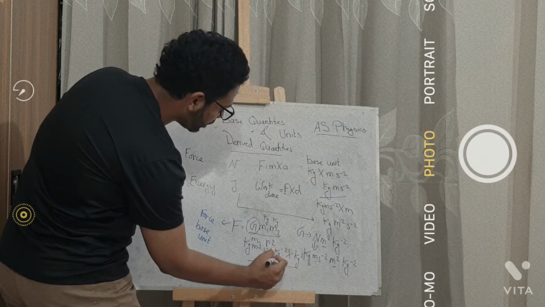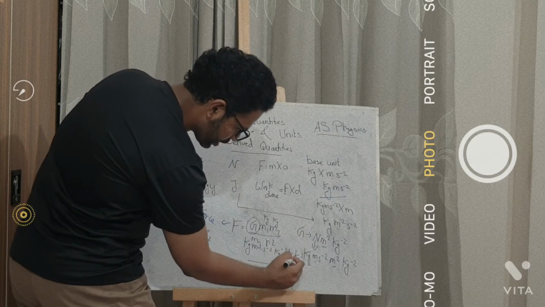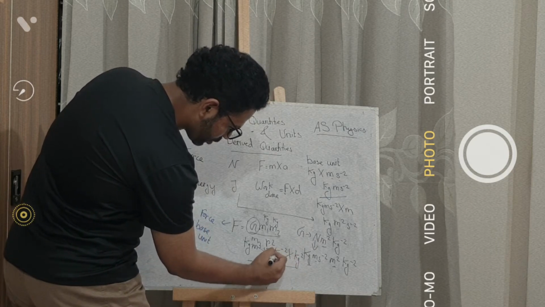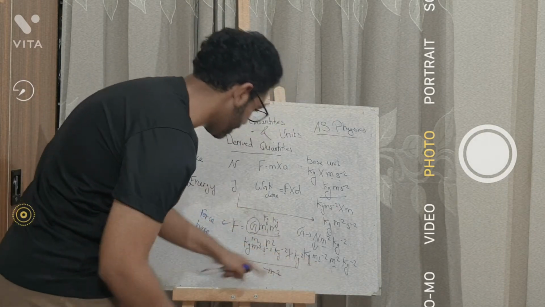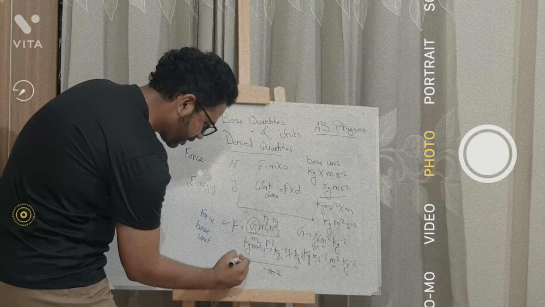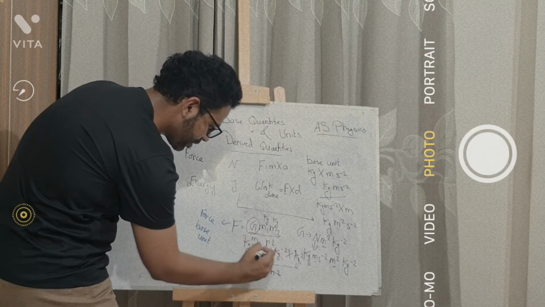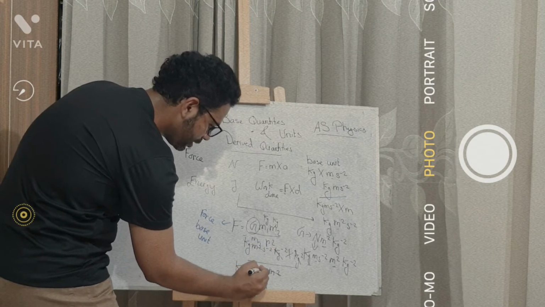This is kg square and kg to the power minus 2, right? So this one and this one gets cancelled out. So what we are left with is this kg meters per second square.